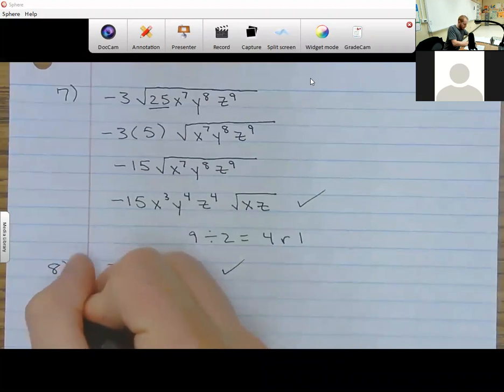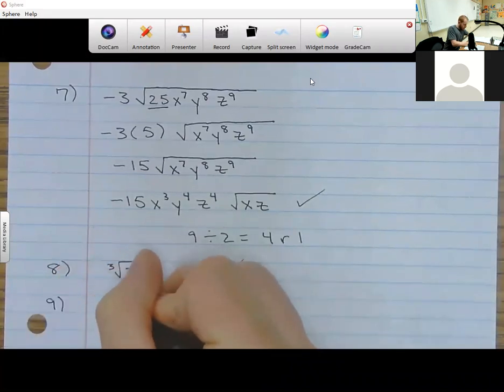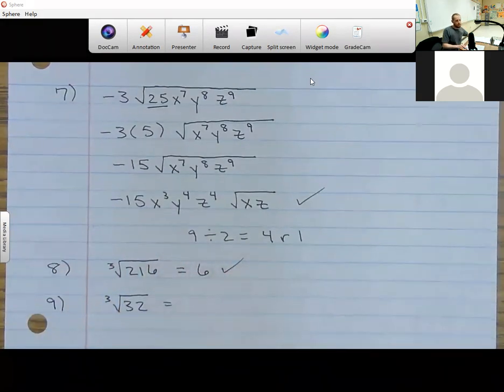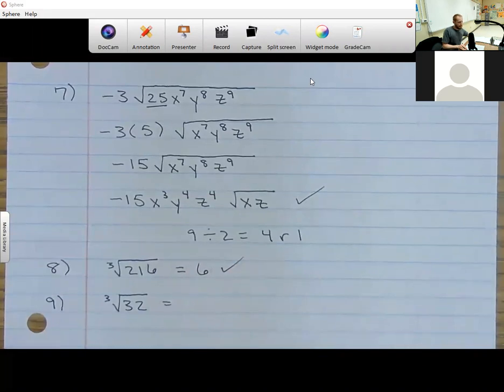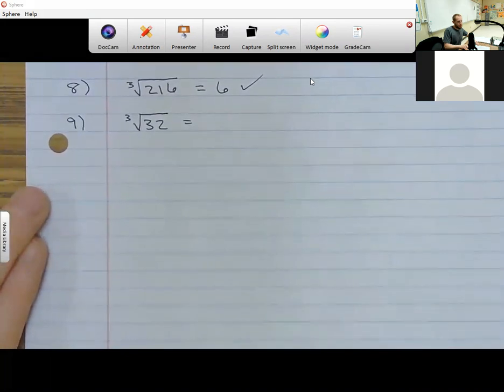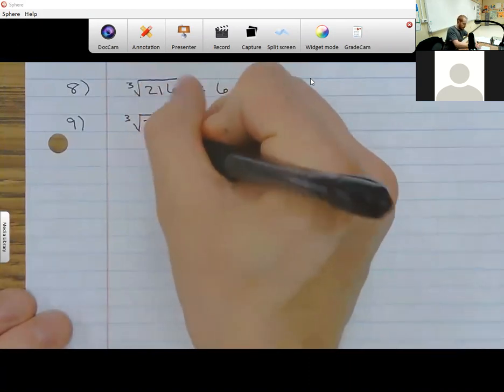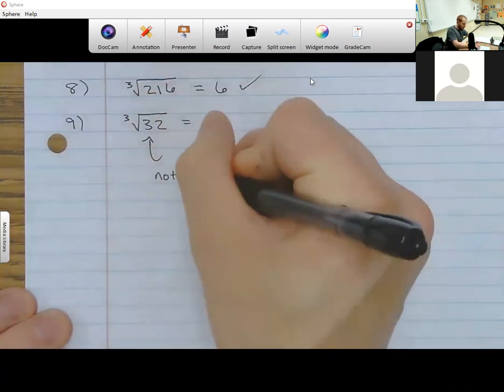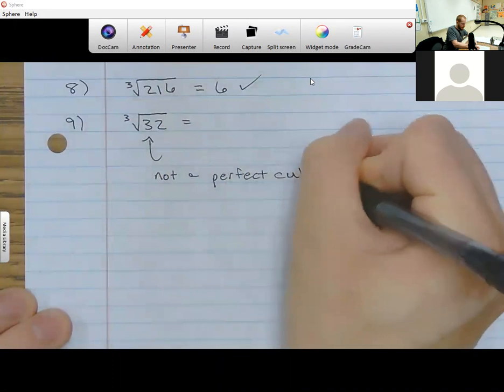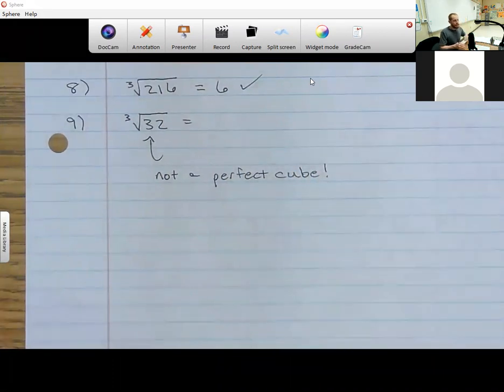But what about the next problem that we're going to do? Let's look at that one. What's the cube root of 32? That's a good question, right? Let's take a look at it. So for number 9, I've got the cube root of 32. Notice that 32 is not a perfect cube. It is absolutely not. But we can break it up into factors, right? What's a perfect cube that'll divide into 32?